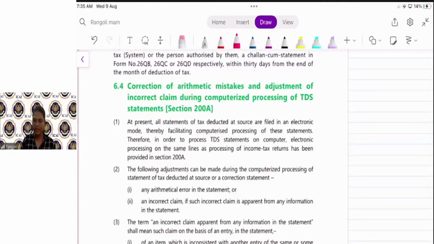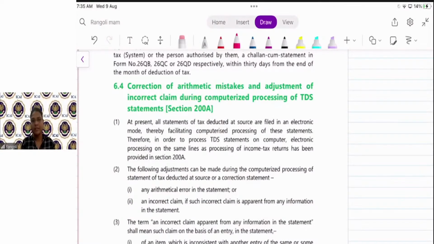Now, correction of arithmetic mistake and adjustment of incorrect claim during computerized processing of TDS statement. Just like when you file your income tax return, the Centralized Processing Center, that is CPC, will verify your return and process it in their software. And if there is any mismatch, they will issue a notice. In the same way, the TDS department will process your return electronically.